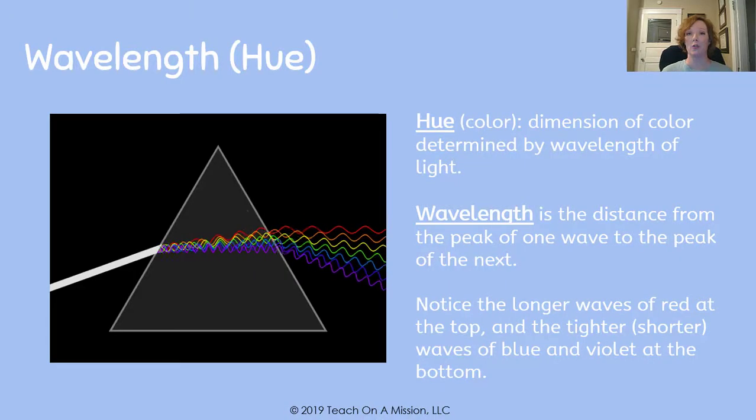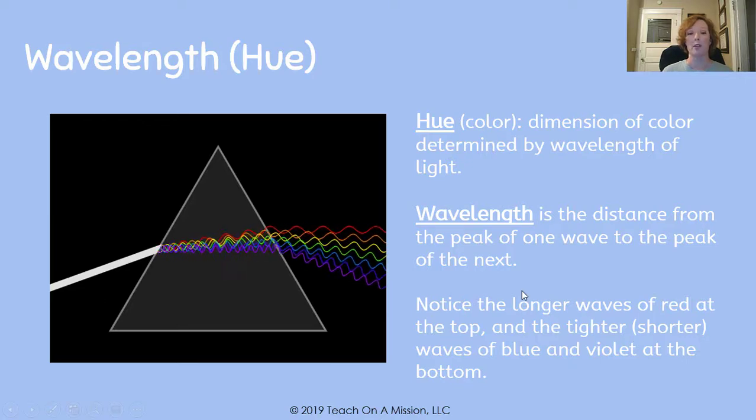Okay, so how do we actually see? We see because of wavelengths of light, and the hue, or the color, is the dimension determined by the wavelength of the light. So you've got different wavelengths, and it depends on the distance from the peak of one wave to the peak of the next wave to determine the wavelength. That's what the wavelength actually is. And if you look at the picture on your screen right now, you notice the longer waves of red are at the top, and the tighter or shorter waves of blue and violet are at the bottom.